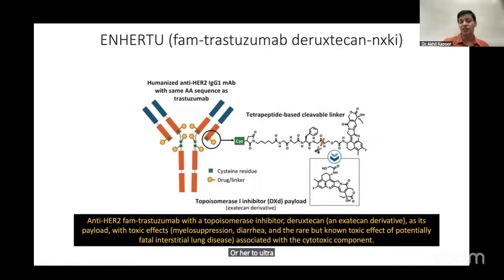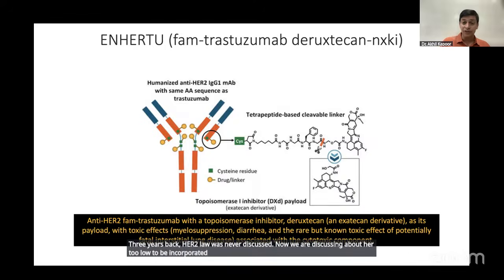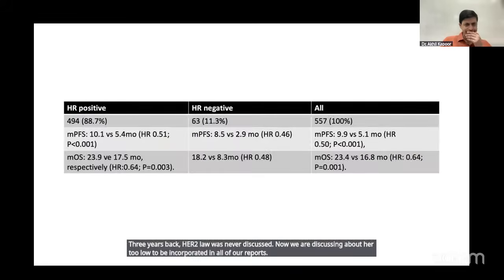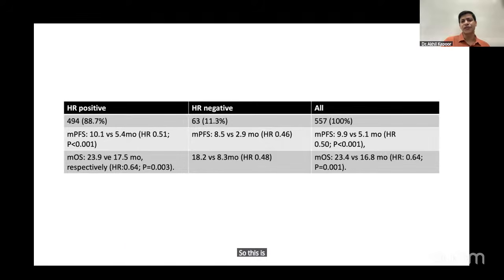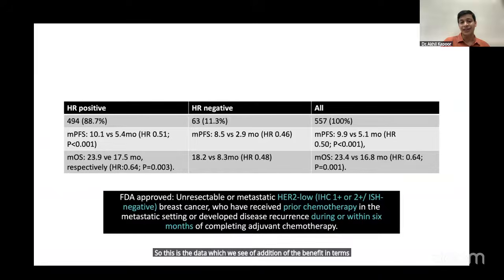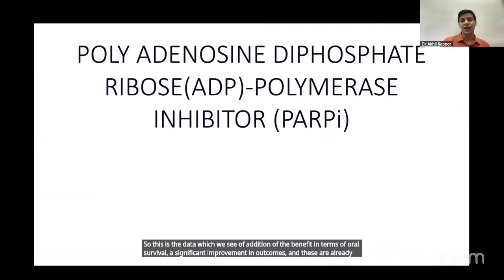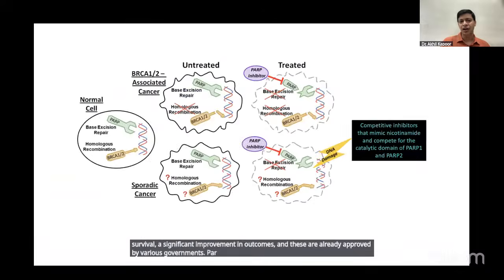So as we get better drugs, our understanding of the mechanisms and the biomarkers changes completely. 3 years back, HER2 low was never discussed. Now we are discussing HER2 low to be incorporated in all our reports. So this is the data which we see of the benefit in terms of overall survival, a significant improvement in outcomes, and these are already approved by various governments. PARP inhibitors we have covered and discussed previously.